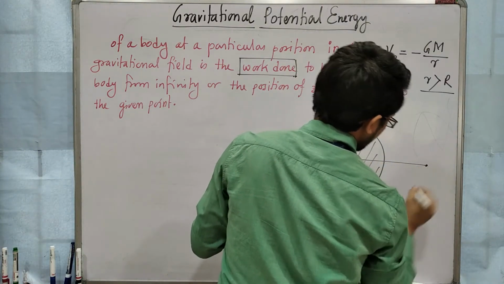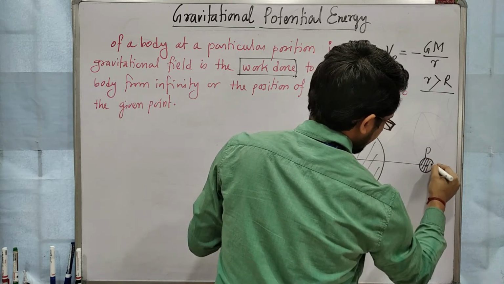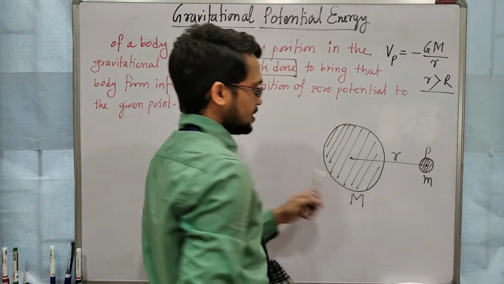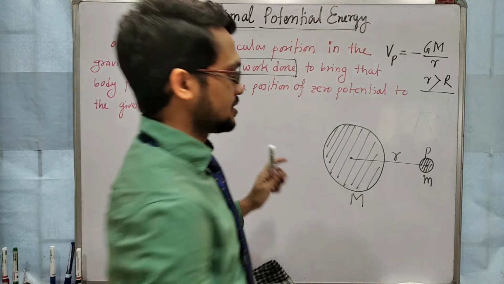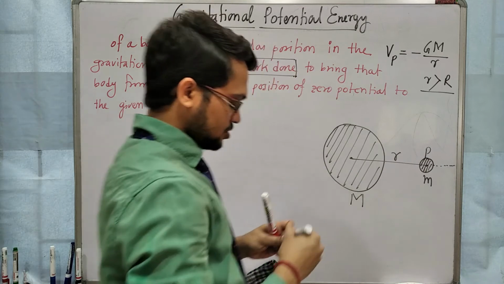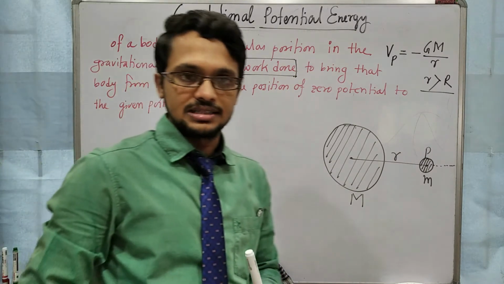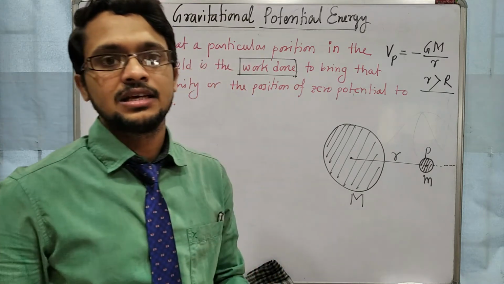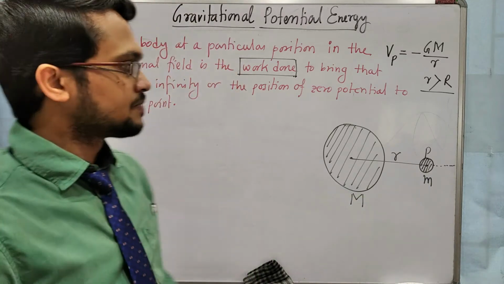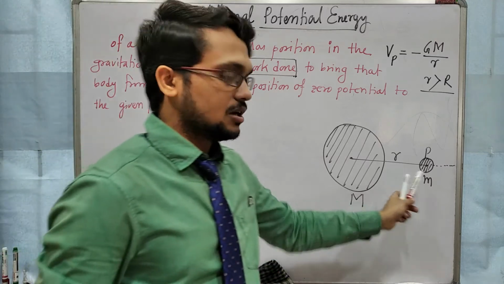Suppose at this point we want to bring that object. Suppose this is the object, small m. It is at a distance r. We are bringing that object from infinity. So initially the object is at infinity, which means it is in the zero potential region, so there is no gravitational attraction on this object. Then you will get zero potential energy of this object.